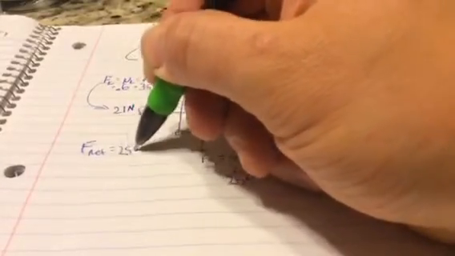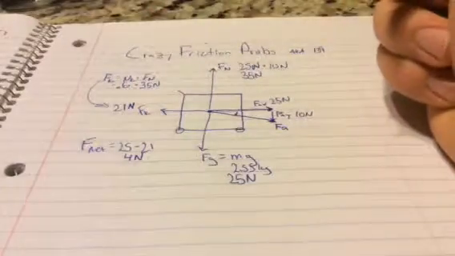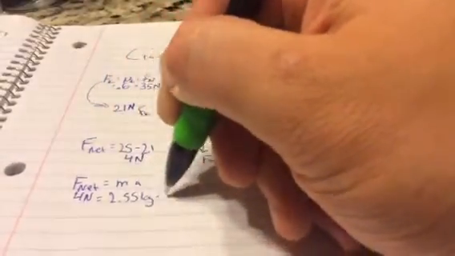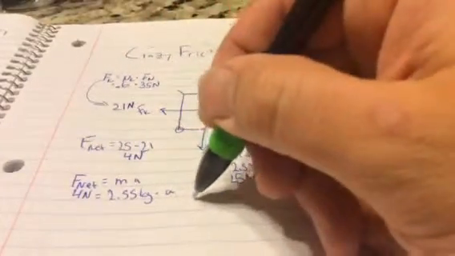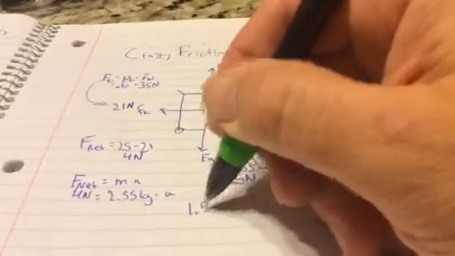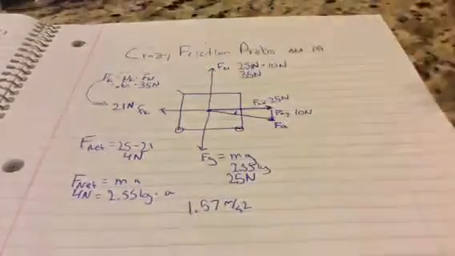And so you're going to say force net is applied force, 25, minus resistance force, 21, and you end up with 4 newtons of net force. And then if the problem's asking you about acceleration, you go to Newton's second law, where net force is equal to ma. 4 newtons is equal to 2.55 kilograms times a, and you would divide by 2.55, leaving you with a mythical 1.57 meters per second squared.